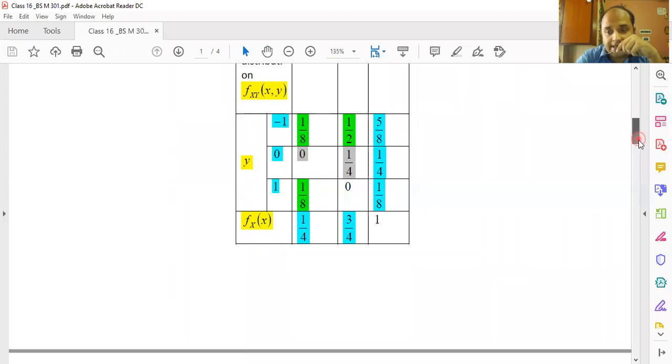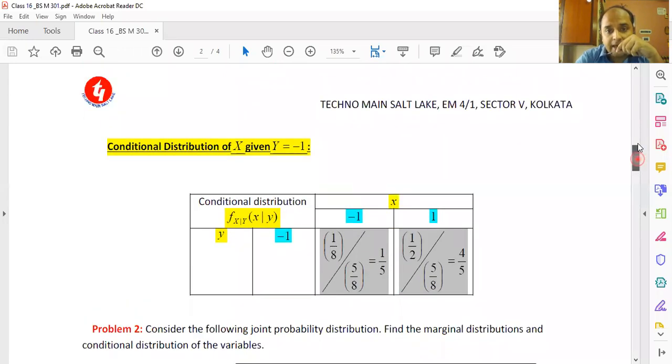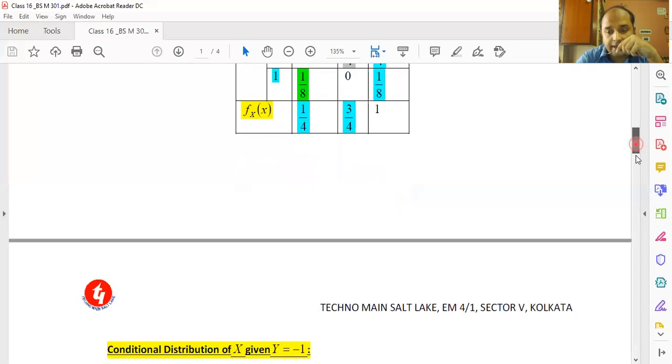And we're writing it as this: 1 by 8 divided by 5 by 8, which is equal to 1 by 5. Similarly, when x equals 1 and y equals -1, the joint probability is half, but the marginal probability of y is 5 by 8. So to find this particular cell value, we are dividing half by 5 by 8, which we have done over here. Half divided by 5 by 8.